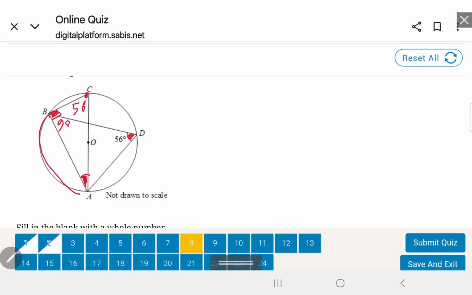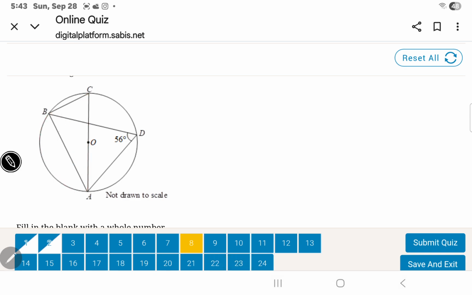Then you can say this is 90 degrees because it's the angle opposite to the diameter here. That's the diameter of the circle. Any angle opposite to the diameter of a circle is 90 degrees. Then you can calculate angle A, the requirement here, by adding 90 plus 56 and subtracting from 180. That will be 36. So this angle is 36.